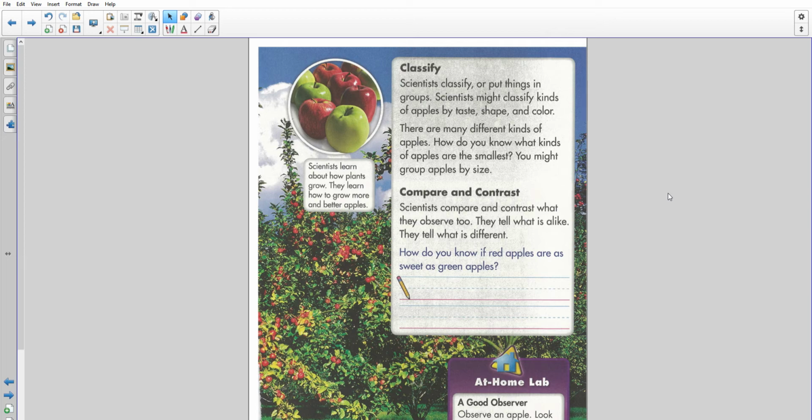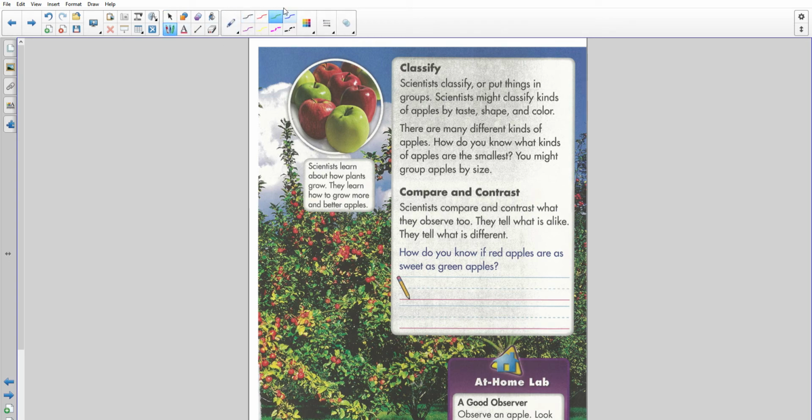So, boys and girls, today, we're going to take a look at some other things that scientists do. First, we'll take a look at this subheading called classify. Then we'll look at the subheading called compare and contrast, which we've done some of in other places such as reading and writing. So we'll start with classify. Scientists classify or put things in groups. Scientists might classify kinds of apples by taste, shape, and color. There are many different kinds of apples. How do you know what kinds of apples are the smallest? You might group apples by size.